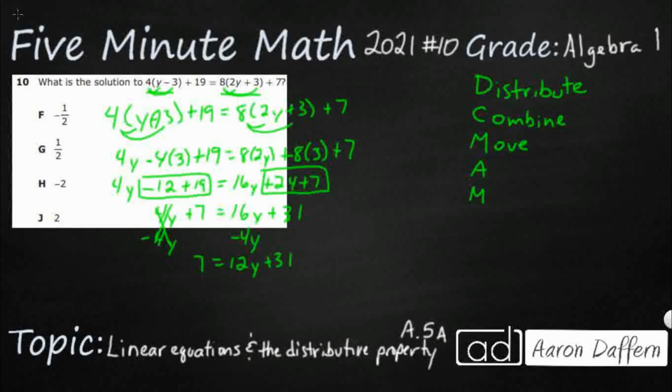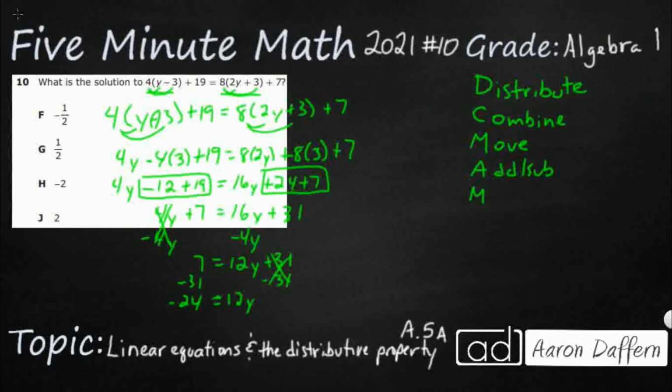Now we're going to go ahead and get rid of these constants. We're going to move them over from one side to the other because we want to isolate this variable. So I've got a plus 31 sitting over here. I'm going to subtract 31 from both sides. That's going to get rid of that right there. So that's going to give me 12y, and then it's 7 minus 31, so that's going to give me a negative 24. And at this point, most of us can probably see the answer.